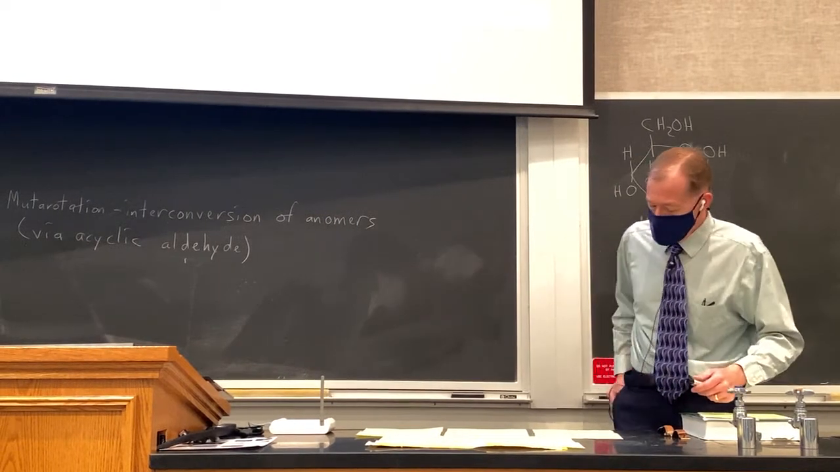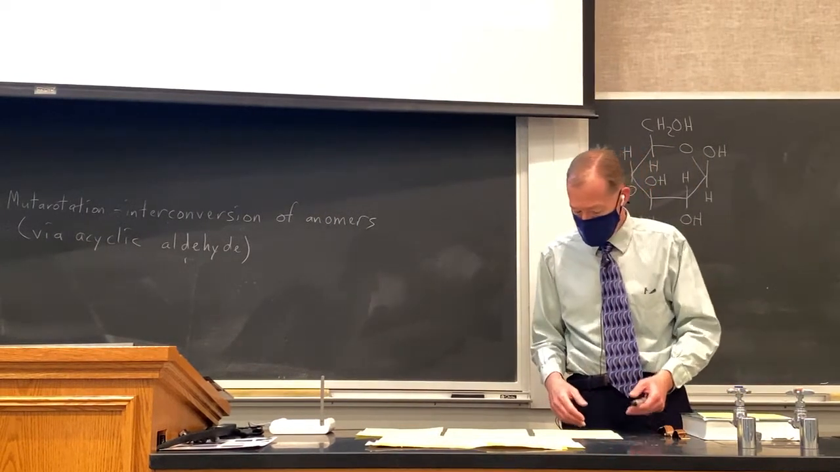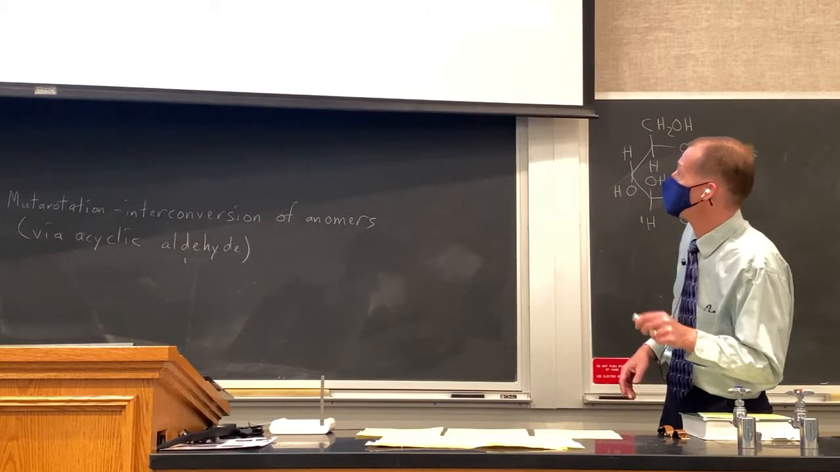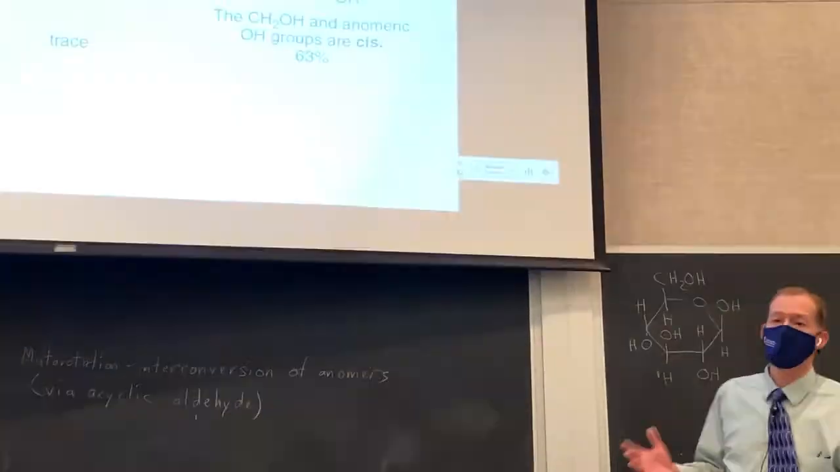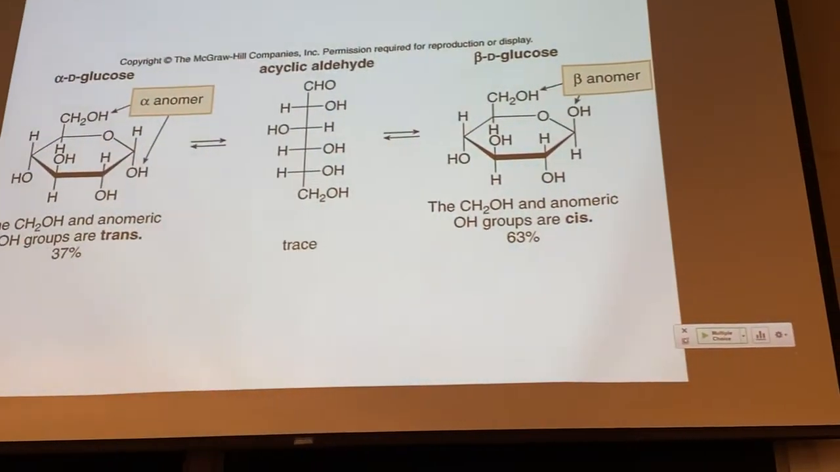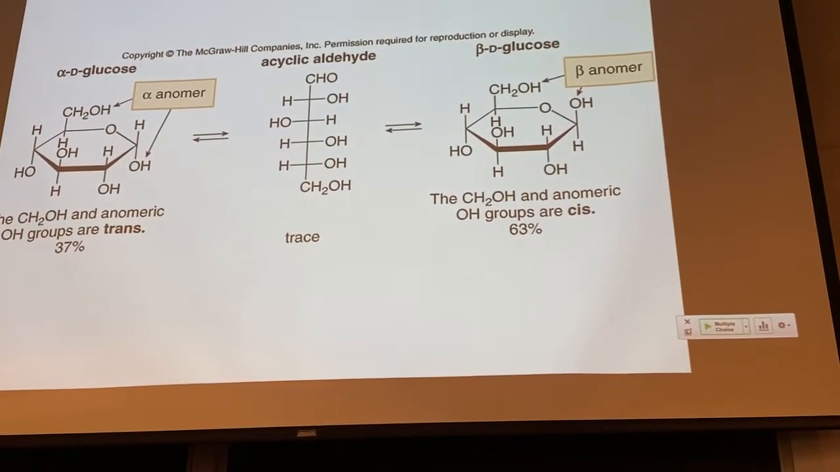Okay, so another thing that you'll notice from this slide here is that the beta anomer of glucose is more stable than the alpha anomer of glucose. We get almost a 2-to-1 ratio of those two anomers at equilibrium. This is not general for all monosaccharides. This is only the case for glucose. This equilibrium is different for the different monosaccharides.